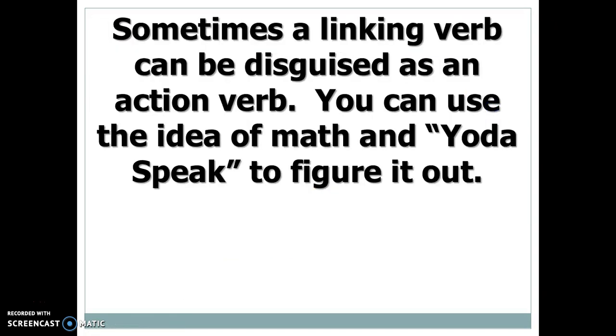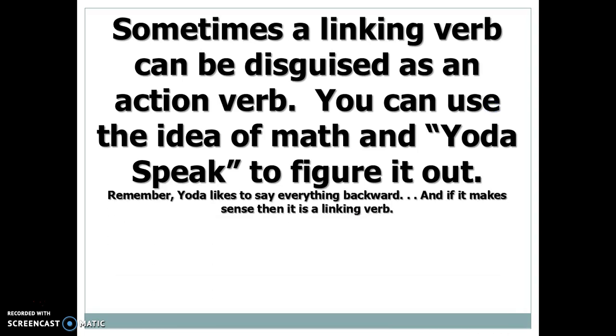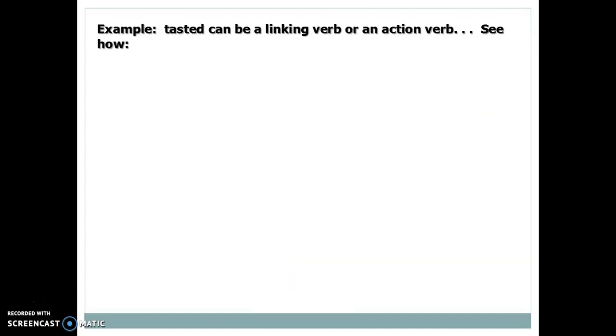Now, sometimes a linking verb can be disguised as an action verb. And you can use the idea of math, which is the equal sign, which I just showed you, and Yoda speak to figure it out. What is Yoda speak, you might ask? Well, remember that Yoda likes to say everything backwards. And if it makes sense, then that verb is functioning as a linking verb. If it doesn't make sense, it is functioning as an action verb. And there's my cute little picture of Yoda. Isn't he adorable? Let me give you an example of this. Tasted can be a linking verb or an action verb. Let me show you how.